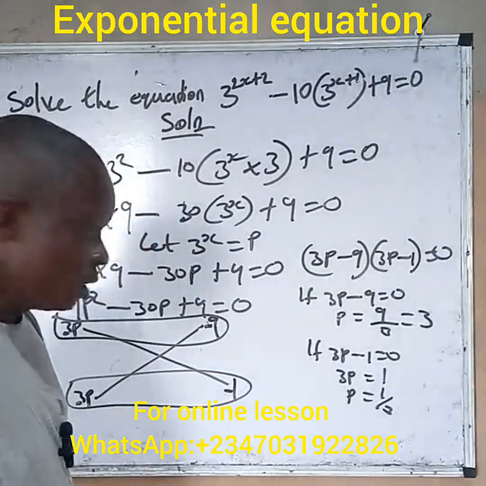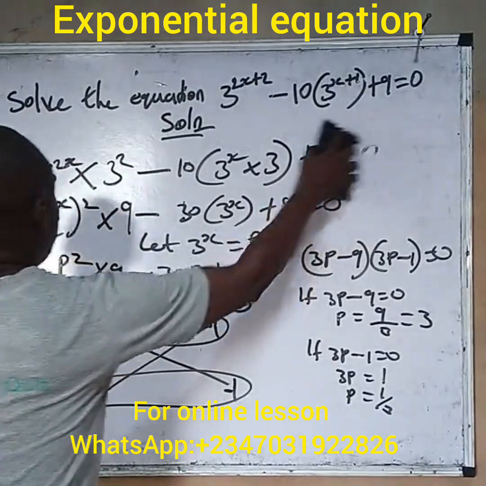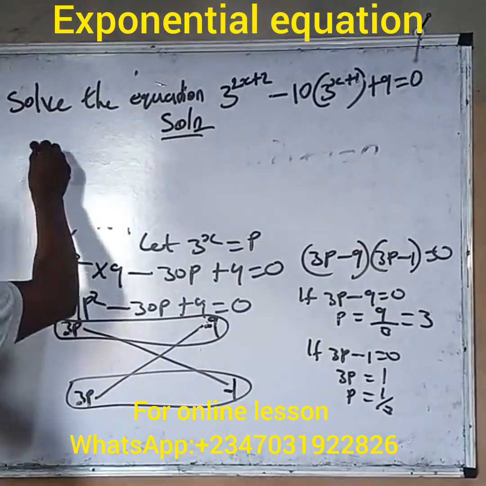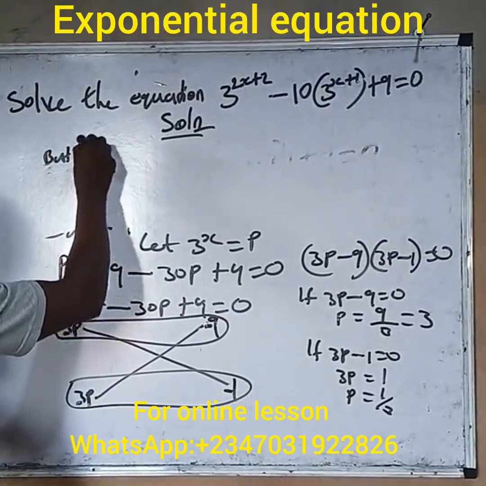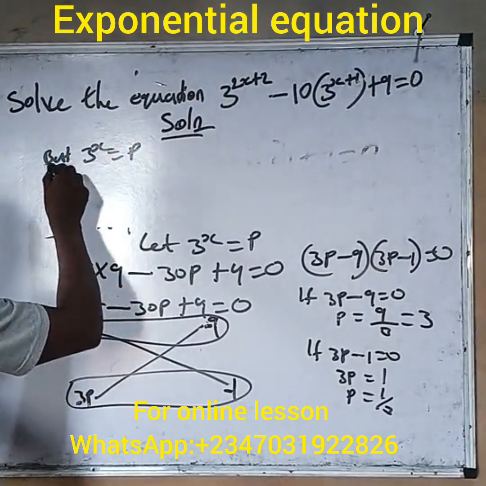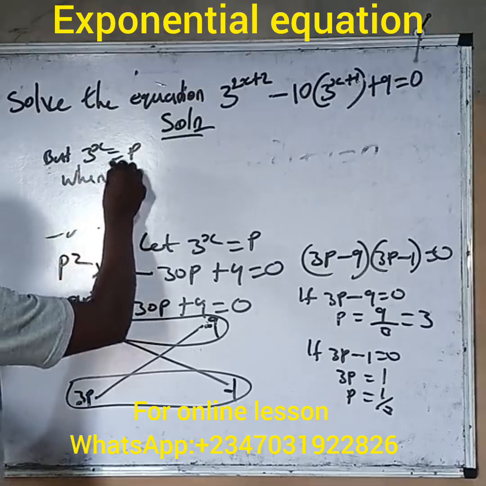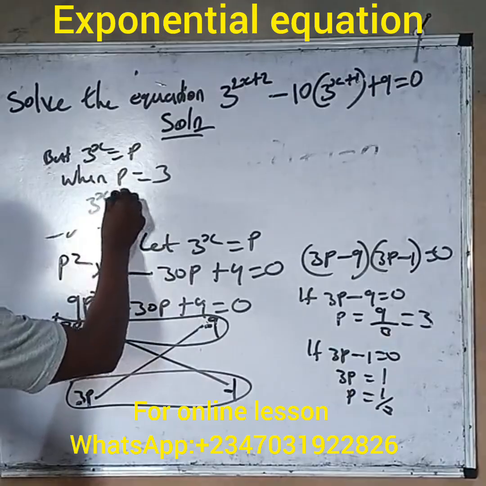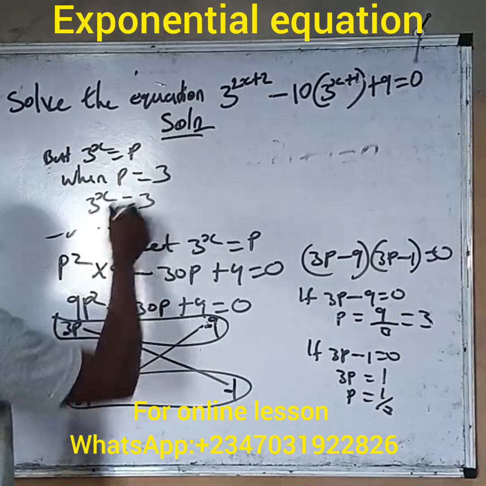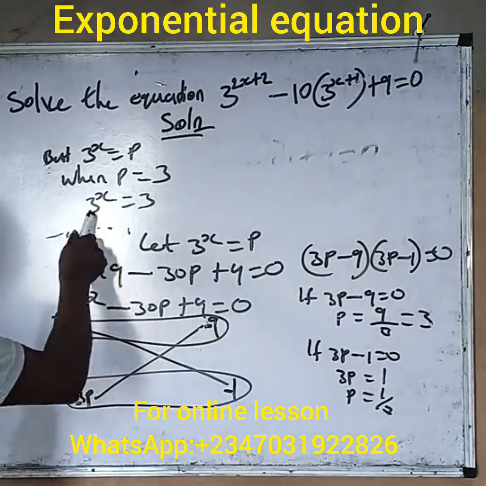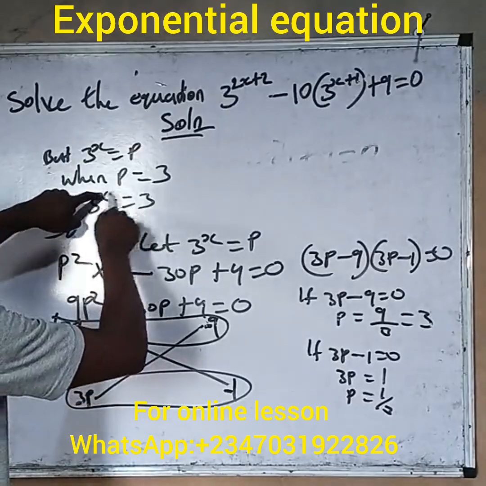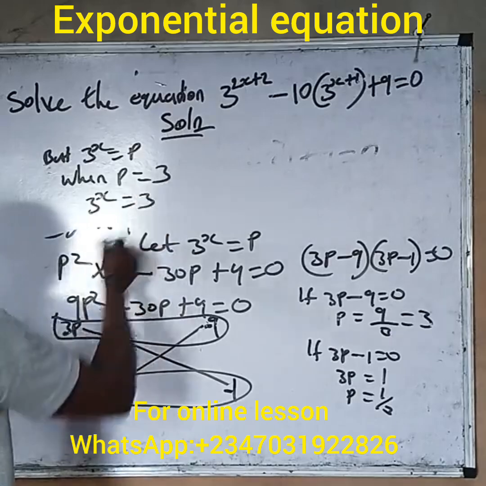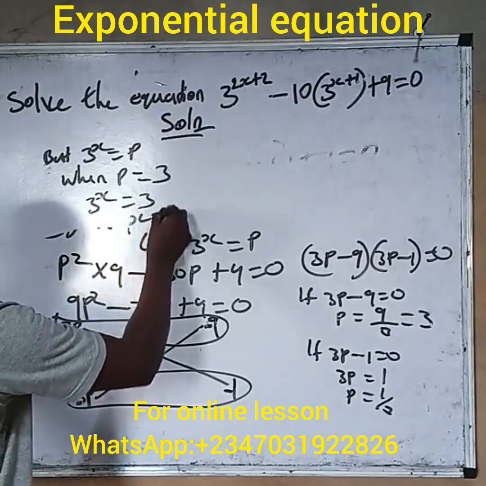Say, okay, let me erase this part. So we cannot say, but 3 raised power s is equals to p. So when p is equals to 3, I will now put 3 here. So it will now be 3 raised power s is equals to 3. Now the power here is 1. So the first law of exponential equation: if the bases are the same, then you equate the powers. So here will now be s is equals to 1. Remember, if it is 1, you don't write. So note that there is 1 here. So therefore here, s is equals to 1.